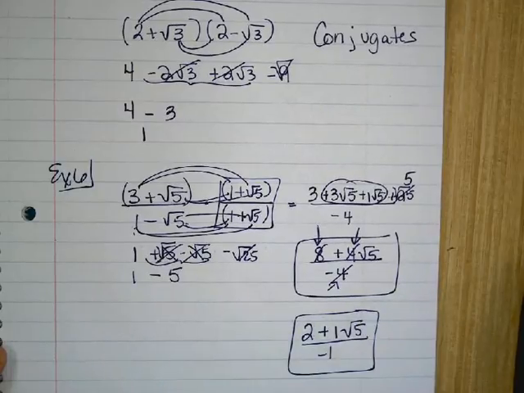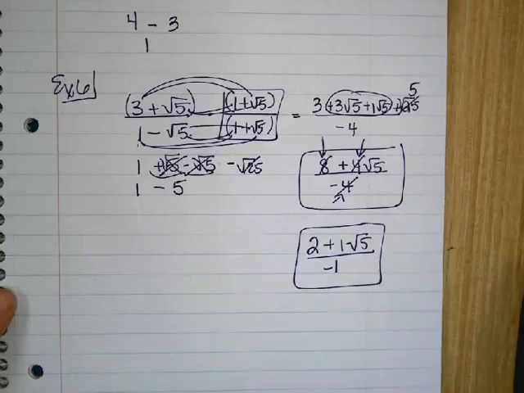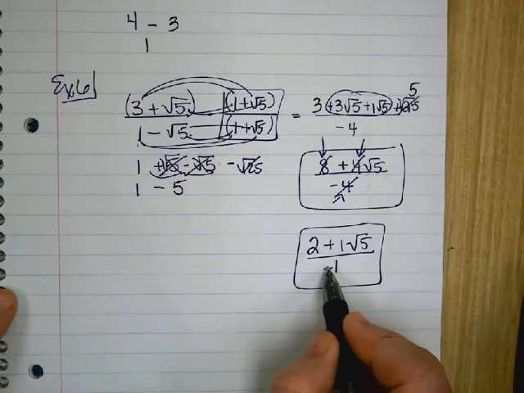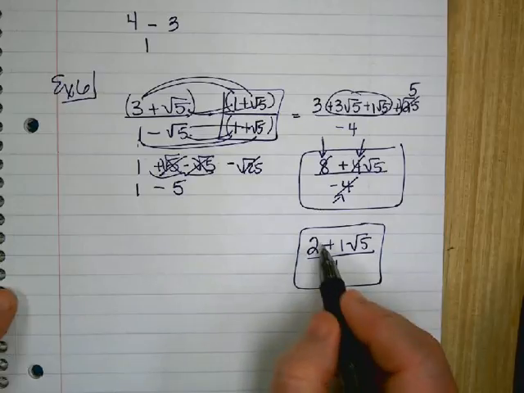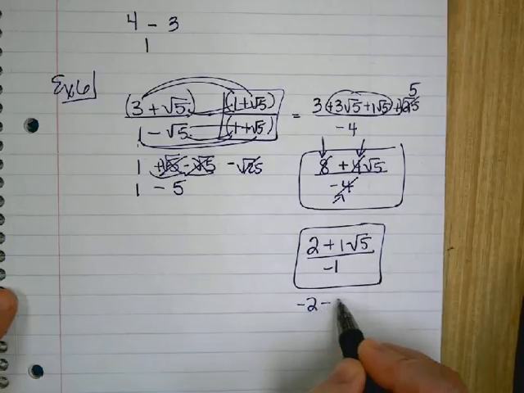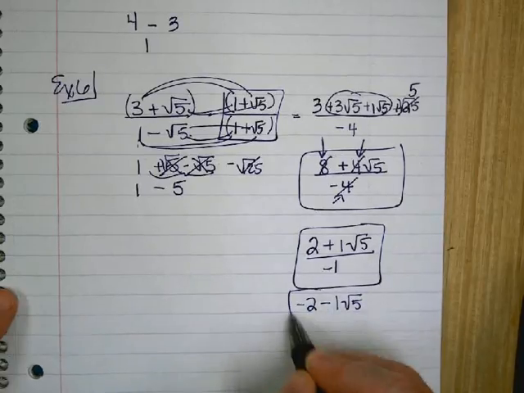So that's my answer. Now you may see it written that negative may be applied to the top, and it'll have to be applied to both parts. Negative 2 minus 1 square root of 5. Okay?